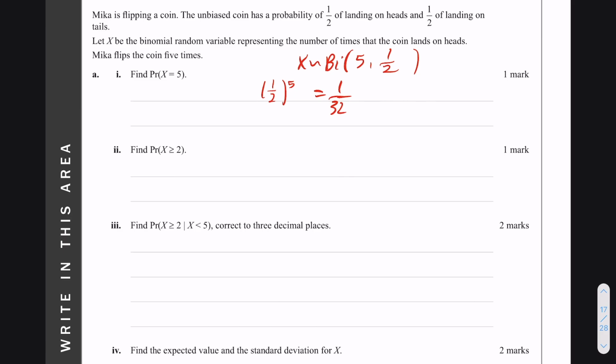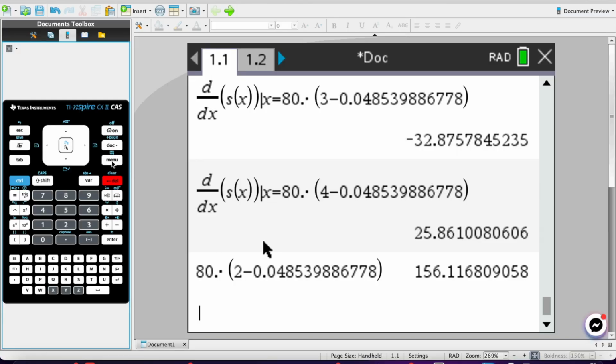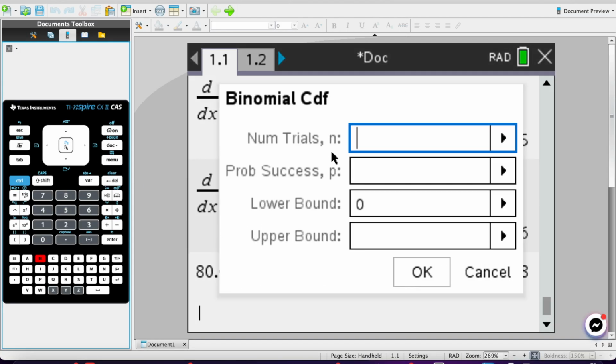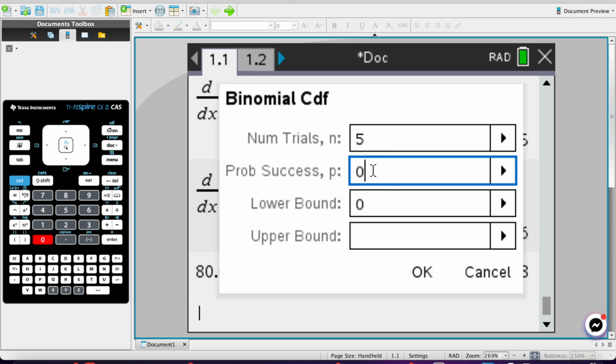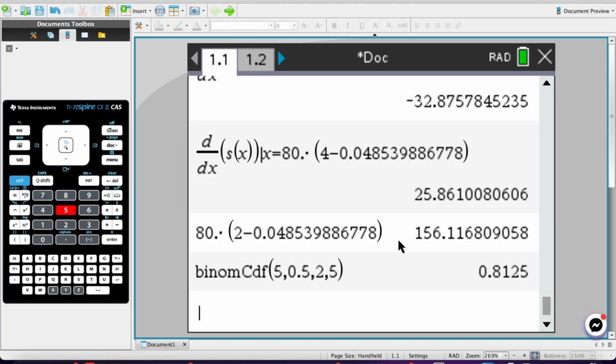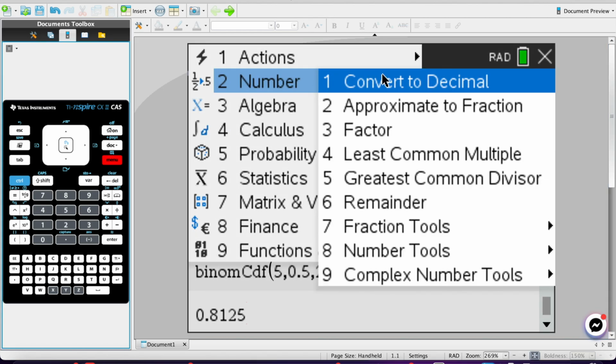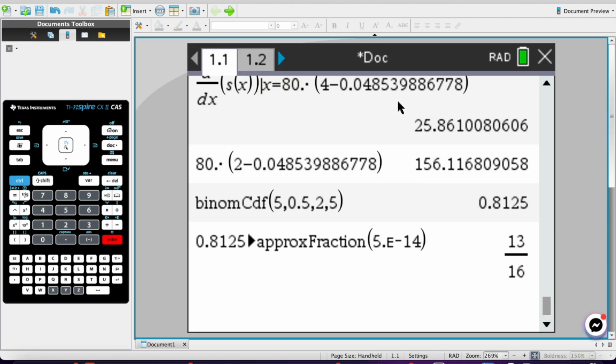Probability that x is greater than or equal to 2. I'm just going to use the CAS. So menu 5, 5, B. Number of trials was 5. Our probability of success was 0.5. Lower bound is 2, and we want the upper bound of 5. We get 0.8125, but they probably want it as a fraction. So menu, number, 13 over 16.